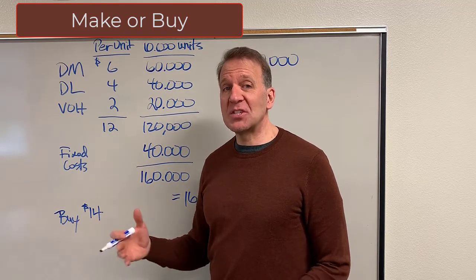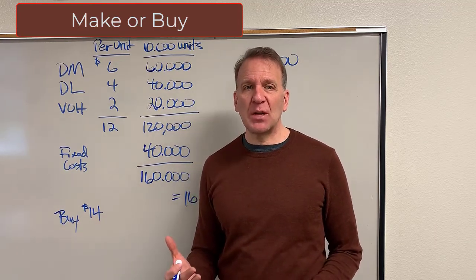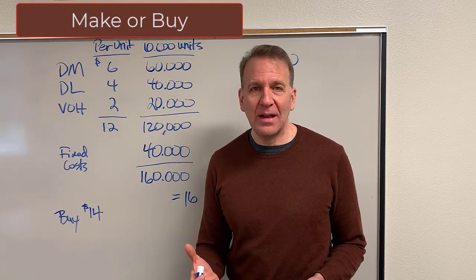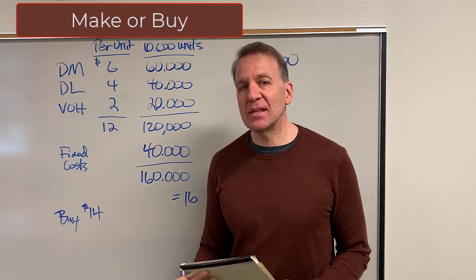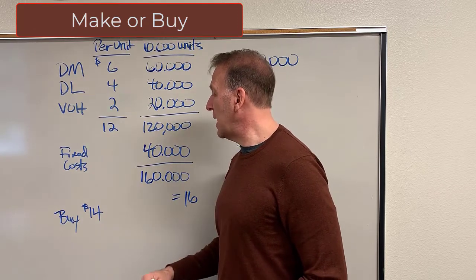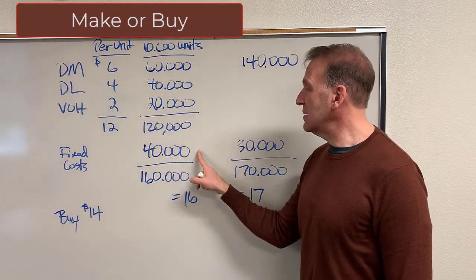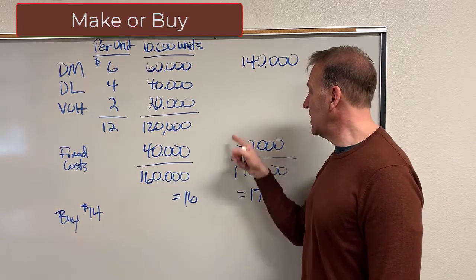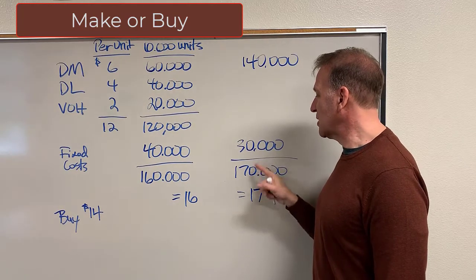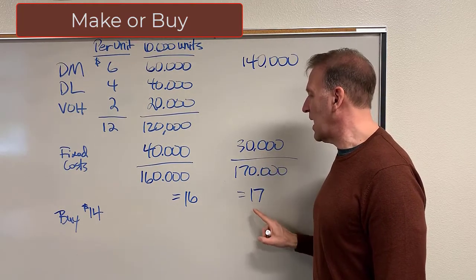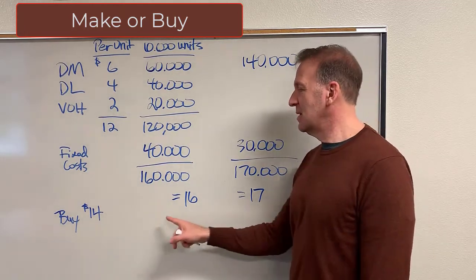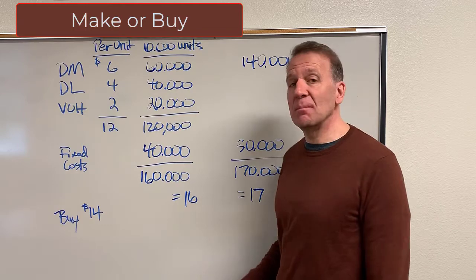Now we're looking just at financial information here. We'd also want to make sure that they're going to deliver on time, that the quality is still good. So we're going to look at some qualitative things as well. But based strictly on financial, if this is the situation, we would buy. However, if fixed costs would still be incurred at $30,000, even if we buy, then what happens is the buying cost actually goes up because we're still incurring these fixed costs. And the buy would then be really more like $17. So in this case, if this were the scenario, then we would continue to make it at $16.